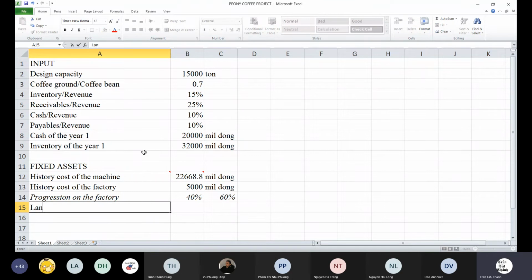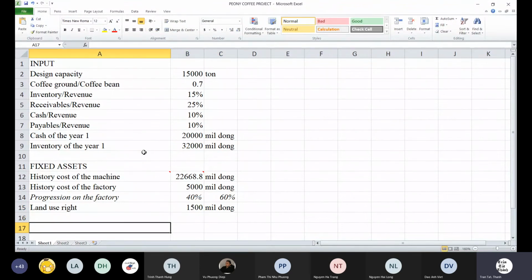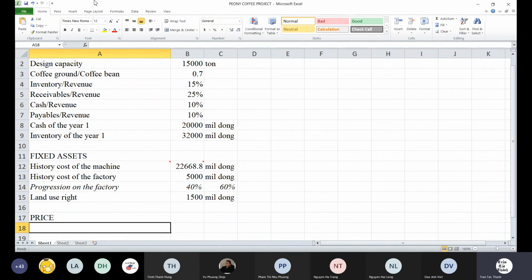Land use right. That's going to be 1,500 million dong because it's 1.5 billion dong. So the first part is finished. Now let's move on to the price. Tell me when you finish.